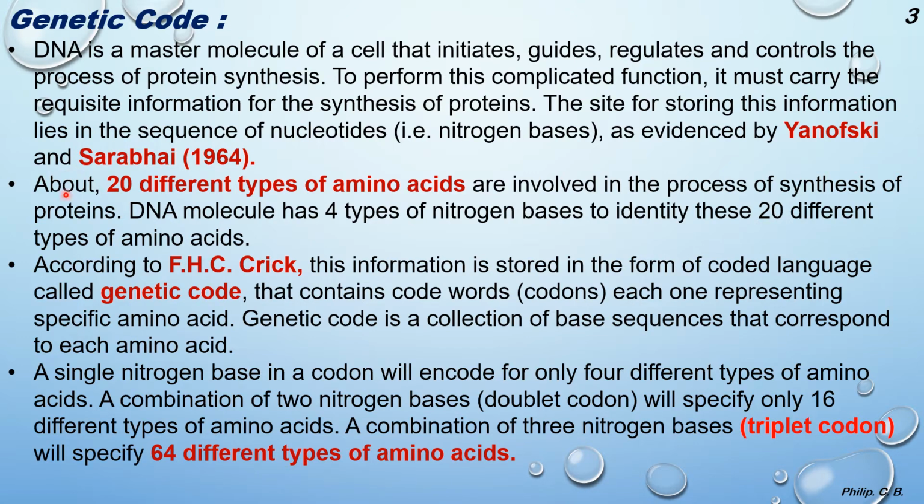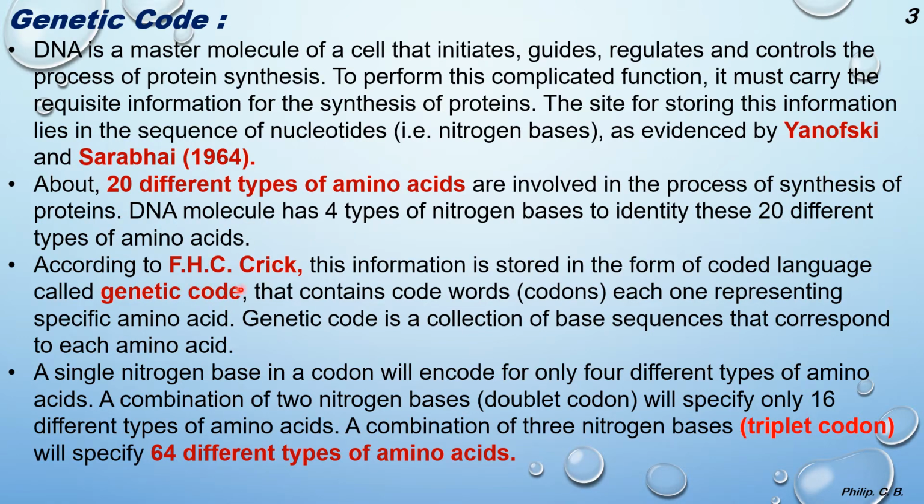Further, about 20 different types of amino acids are involved in the synthesis of proteins. The DNA molecule has 4 types of nitrogenous bases to identify these 20 types of amino acids. So basically there are 20 types of amino acids, which you are going to learn further, but in combination there are in all 64 types.